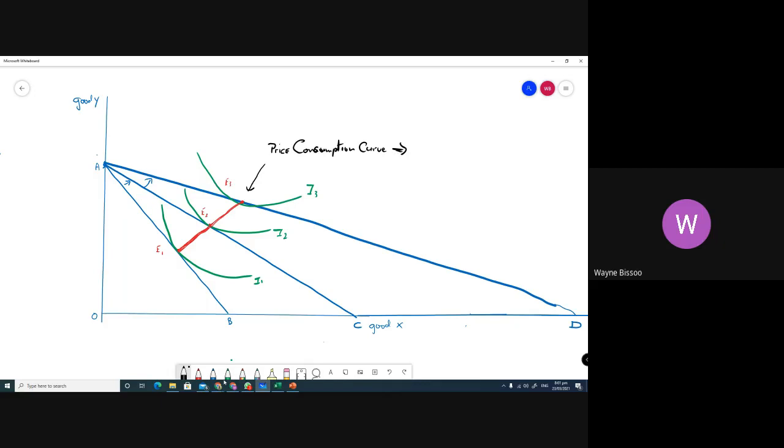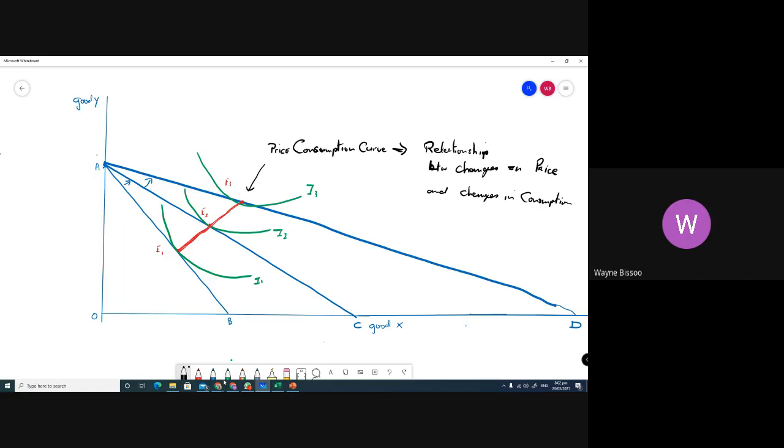Right, and this price consumption curve gives us the relationship between changes in price and changes in consumption. Right? That makes sense? So that's what this line is here.